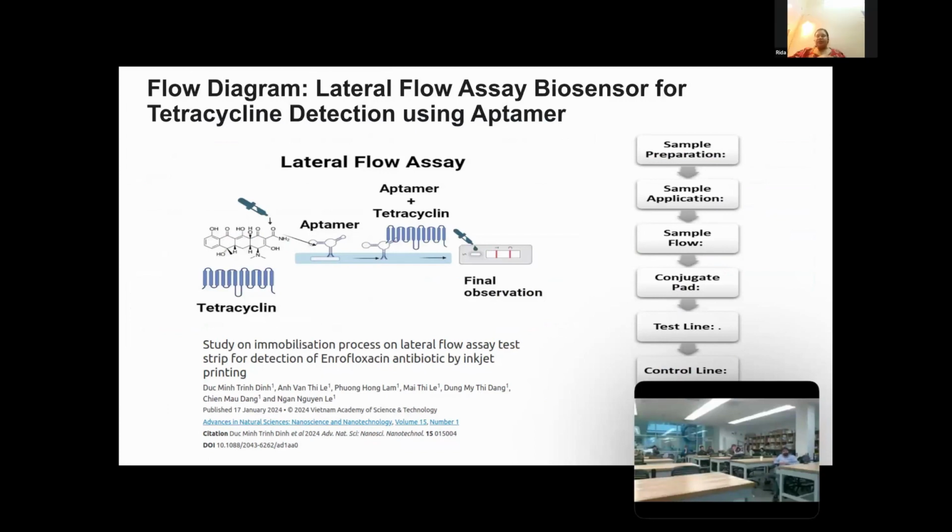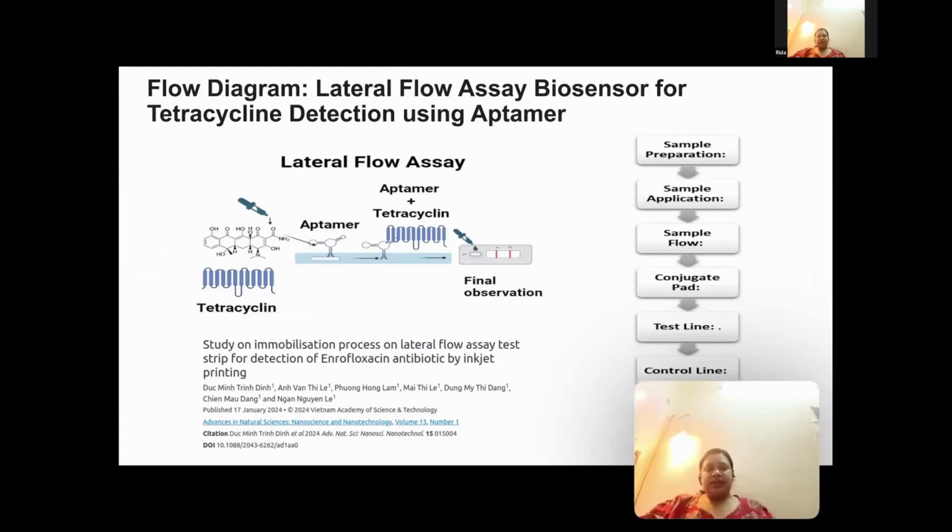Perfect. So when we were going through the articles, we found that there is a gap between what the technology should be. There is very little frugal technology available. So we got inspired by one of the articles that has a printed aptamer-based lateral flow assay for another antibiotic. This diagram represents that for tetracycline here. We can go to the next slide.